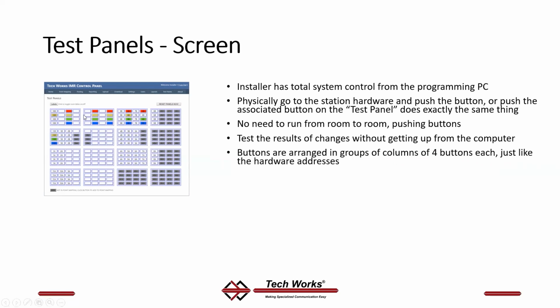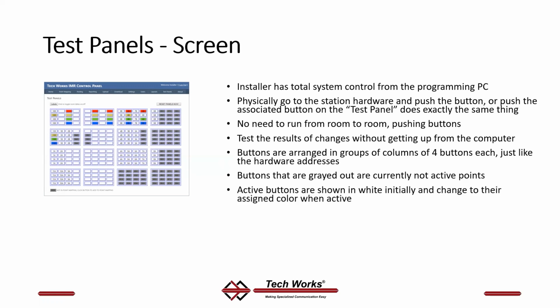Buttons are arranged in groups of 4 columns, so it's a lot like a control module for nurse call. Buttons are grayed out if they're not currently active. So these would be buttons that it saw for one reason or another, but they're not currently active in your point mapping. Active buttons are shown in white, and then they change to a color when they're active.